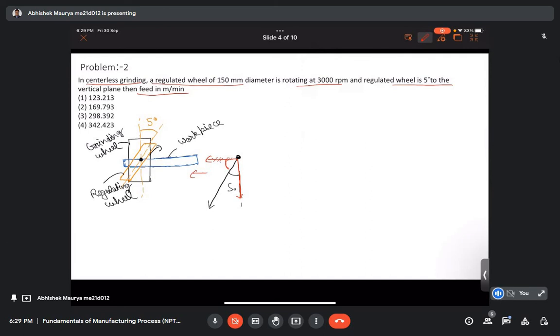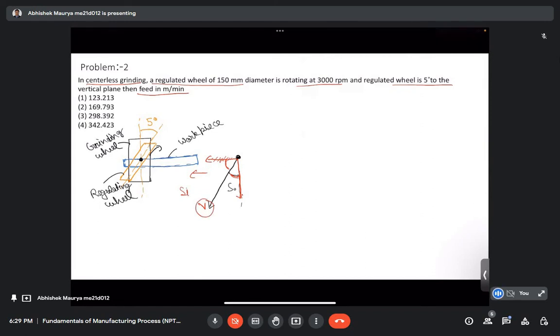So if the velocity is v, then this component will be the sine component of this angle. If we know this velocity v, then we multiply v by the sine of this angle, and we will get the feed component. So v sin 5 degrees, this value will give the feed rate or the feed speed.